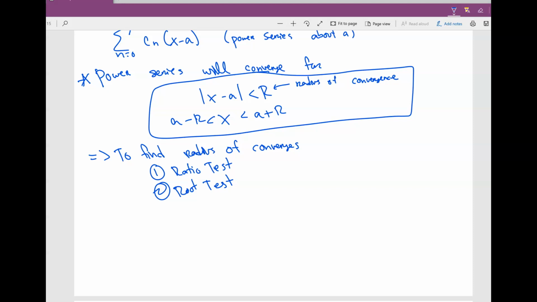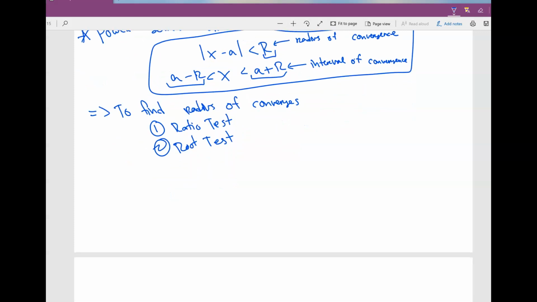Okay, so, oh, something else that I forgot to label. This is what we call the interval of convergence. So basically, if R is the radius of convergence of how far you are from converging, then this are going to be the endpoints, which is basically the interval of convergence. Okay, so let's do an example.